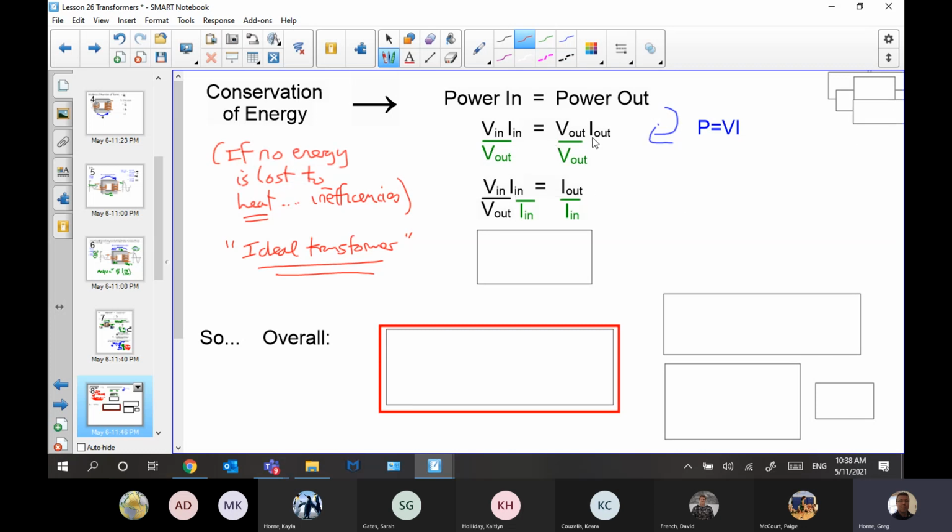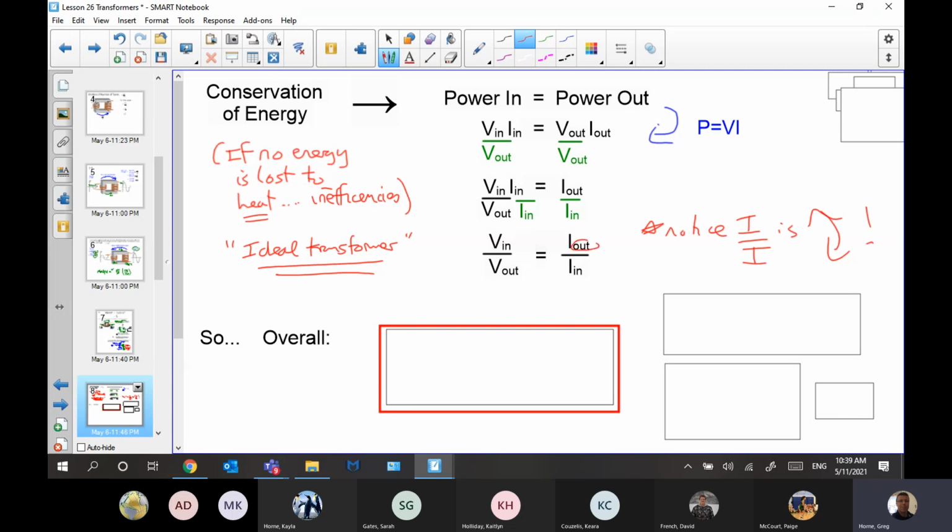So I'm just solving here. I'm dividing the voltage out, the voltage you get off the secondary coil, and then I'm dividing the current out, and I'm ending up with this equation: voltage in divided by voltage out equals current out over current in. Notice that the current ratio is flipped. You've got to watch that, the out and in business.